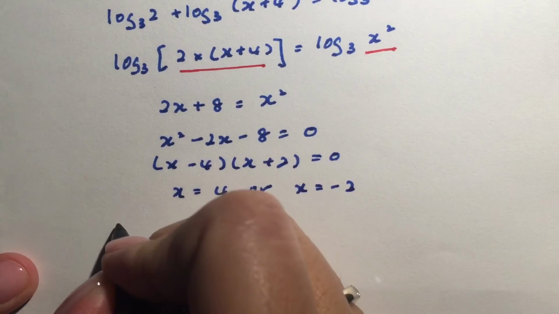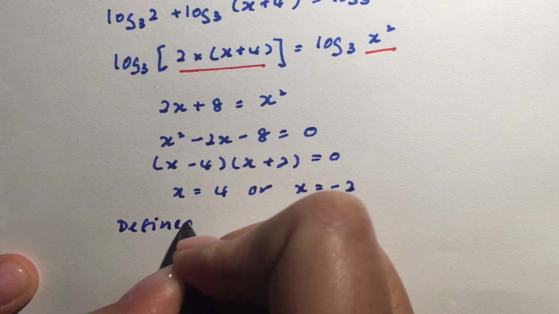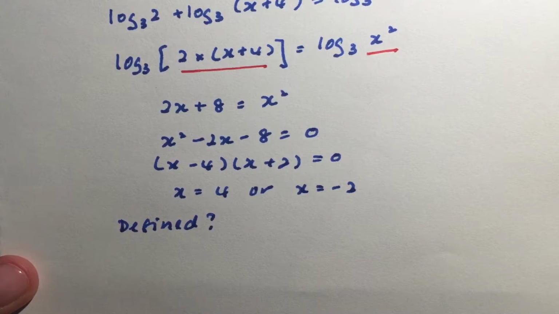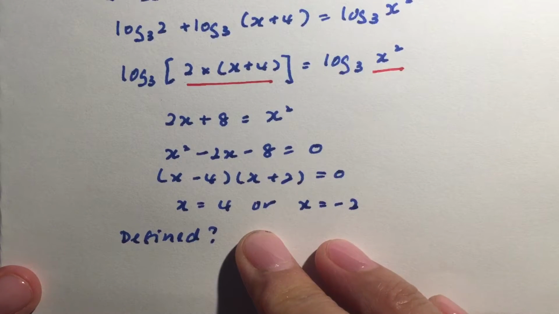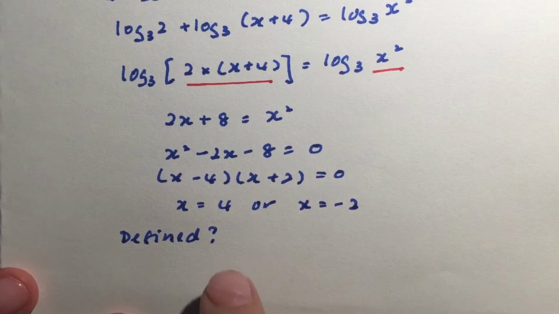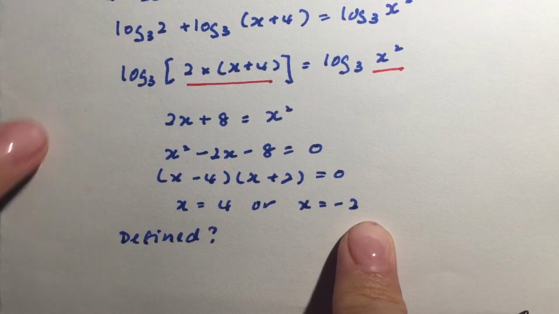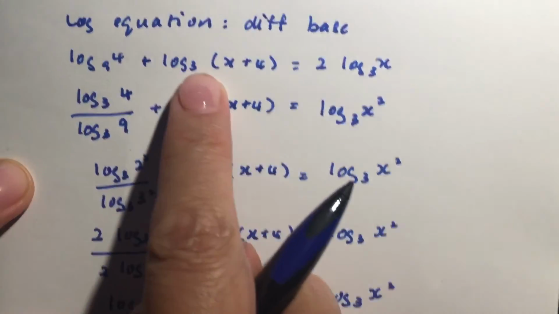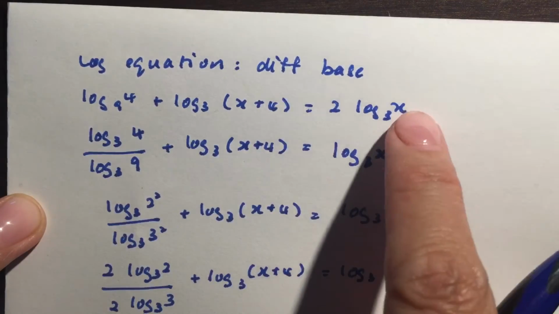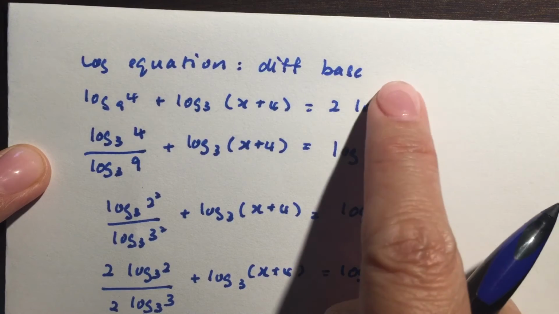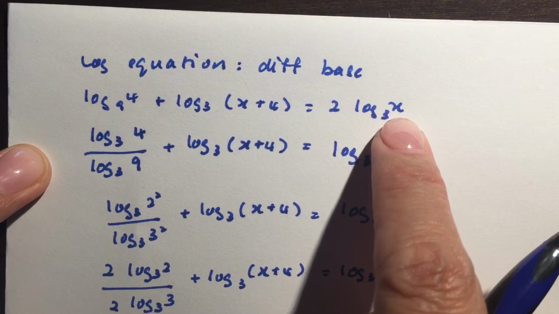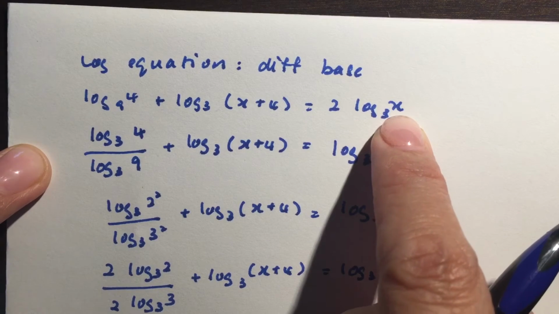Now again, check. Are both of these x values defined? Can we use both? It is possible that both are defined and we can use both, but there are cases where only one of them is. Okay, so let's have a look. x can be either 4 or negative 2. Now let's look at our original question here. See here? Log x to the base 3. So this is x here, right? So this x here, for it to be defined, cannot be negative.